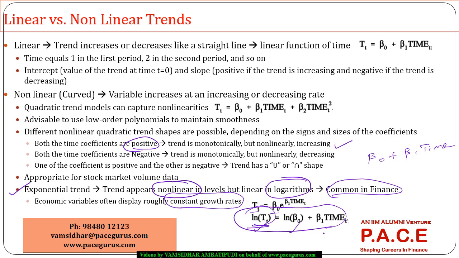So these are the different kinds of trends we need to be aware of, and we need to see with respect to our data which trend is more appropriate. Is it a linear trend, or if it is a non-linear trend, is a quadratic trend more appropriate, or an exponential trend?